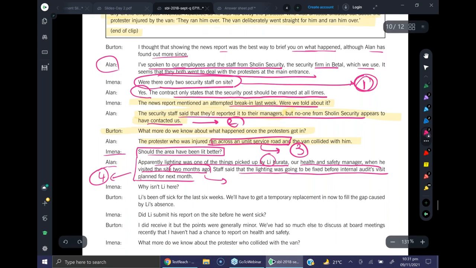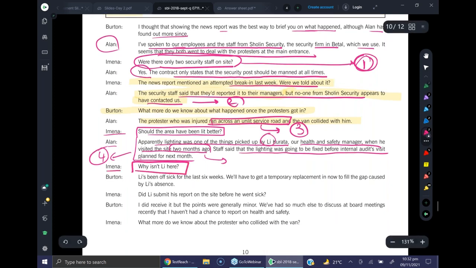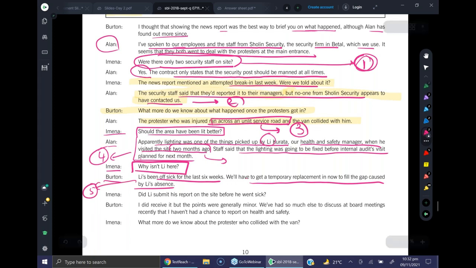Amina says, why isn't Lee here? I mean, in the meeting. So Burton says, Lee's been off sick for last 6 weeks. We'll have to get temporary replacement in now to fill the gap caused by Lee's absence. Another problem. So Lee, who is Lee? He's the health and safety manager, and he is sick for last 6 weeks, and now only they are getting the replacement.